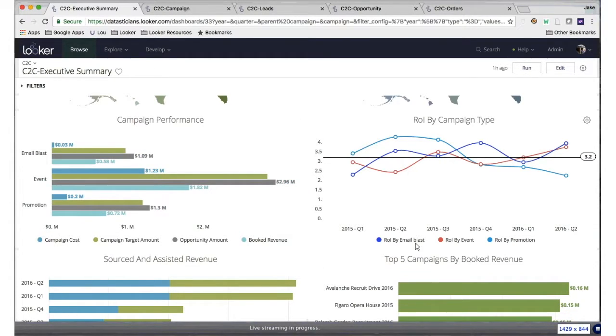ROI is kind of the big metric here that's important. And as Tarlok mentioned, this is really what we're trying to see: how effective are these campaigns? How much revenue are they bringing in? So we can track our return on investment by event type and over time. It looks like the ROI by promotions is decreasing, and so that's going to urge us to look at that and see what we can do for those types of promotions.